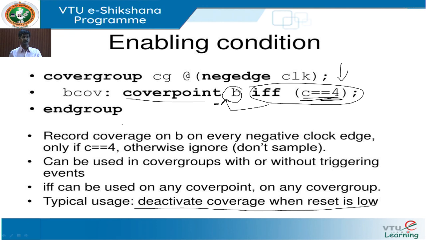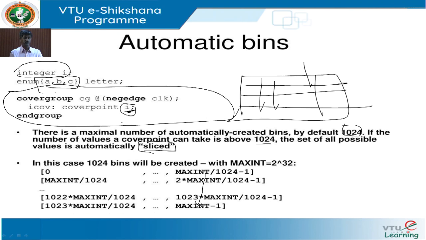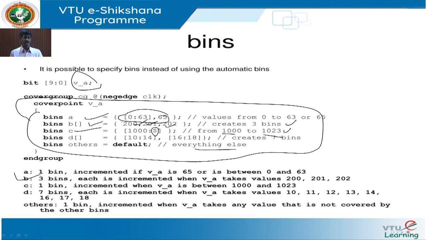Then the negative edge of the clock, cover point with the values, the automatic bins, creating bins, automatic bins. So the value variation for the automatic bins using an enum operator. Then the bins creation with respect to a value which is considered under cover points. So how the values will be taken care of for the present sample to the next samples when it occurs, how the hit will be considered.